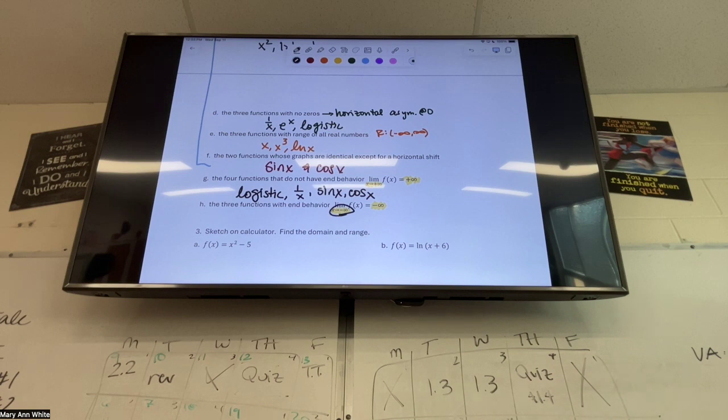Exponential is not, it gets closer to zero. Not negative infinity. Cubing. What else? Identity. Last one. Greatest integer.